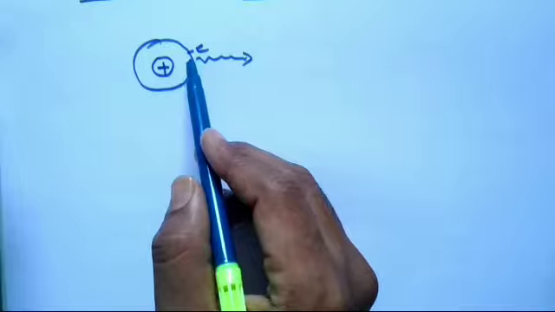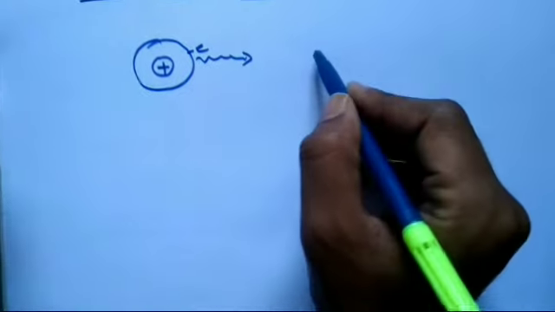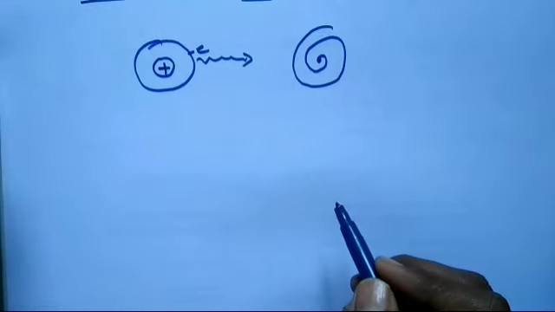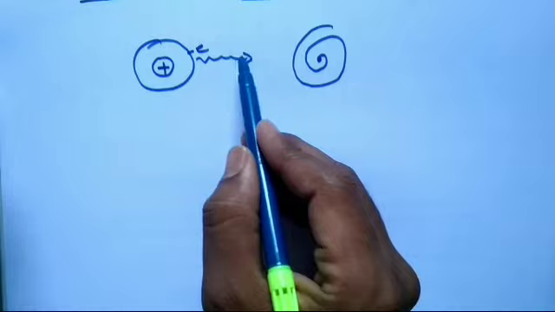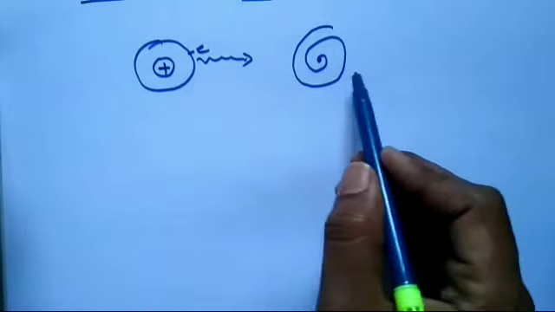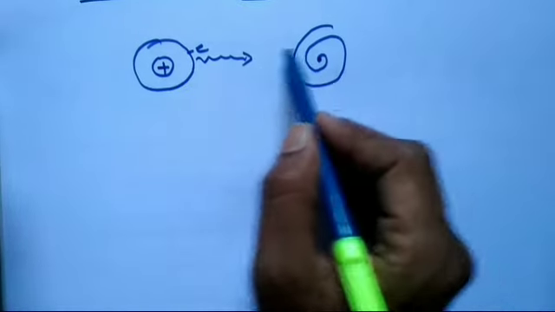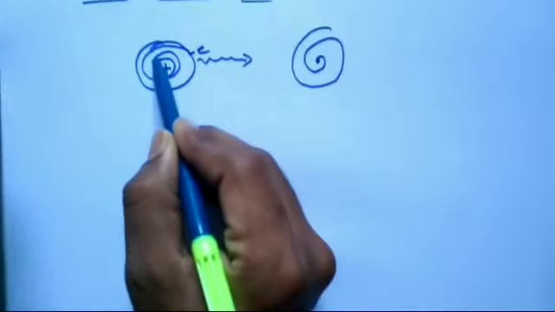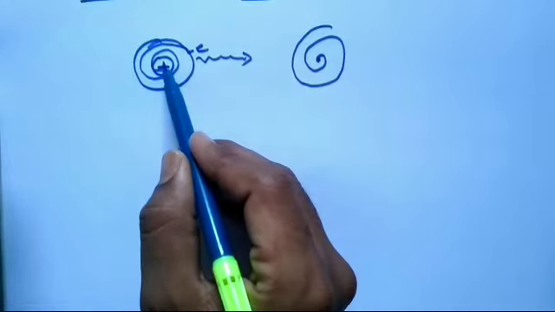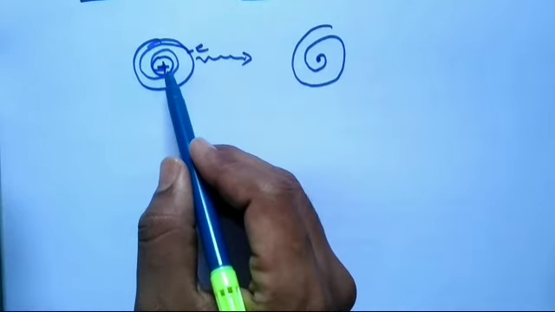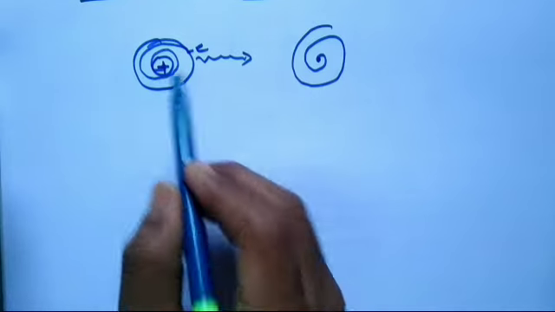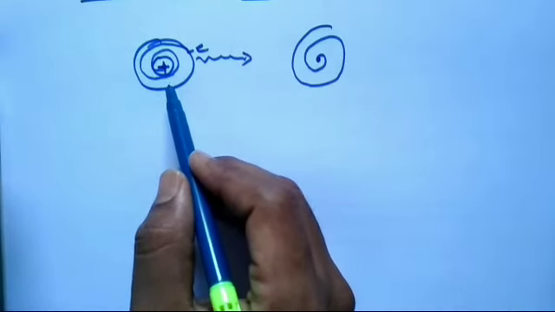So the question arises, why does the electron not spiral and fall into the nucleus? Because the electron is always radiating its energy. After radiating its energy, the electron must fall into the nucleus, and once the electron falls inside the nucleus, the atom is destroyed. If the atom is destroyed, there is no existence of atom. No existence of atom means we also do not exist.